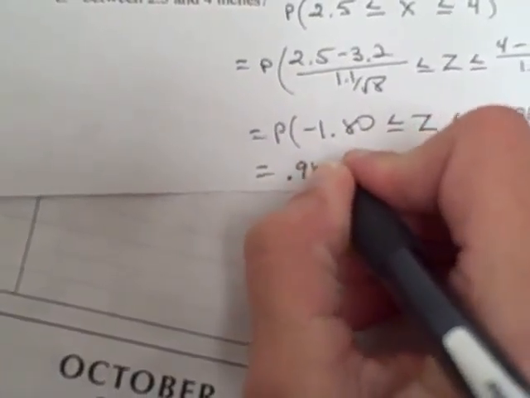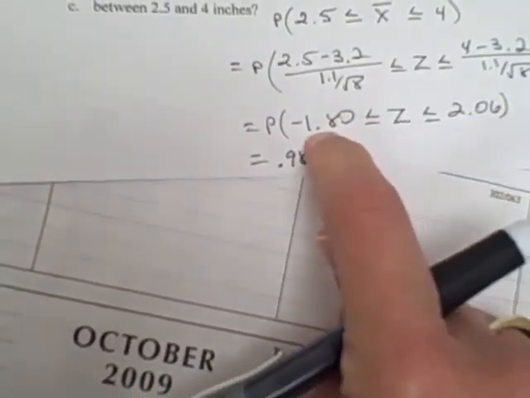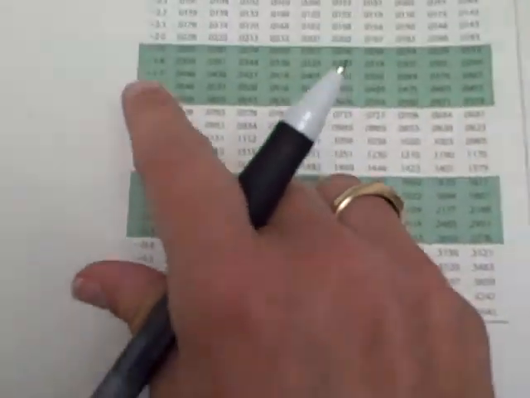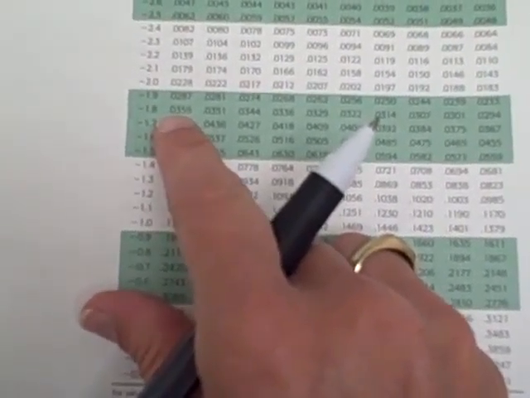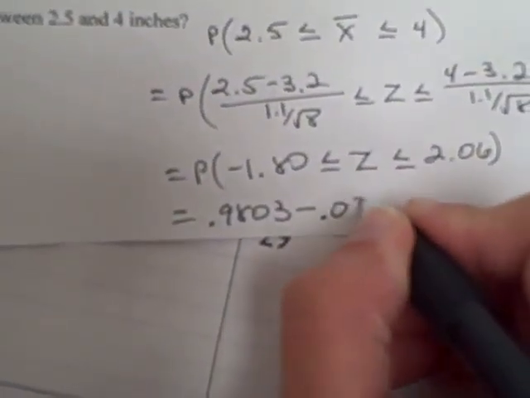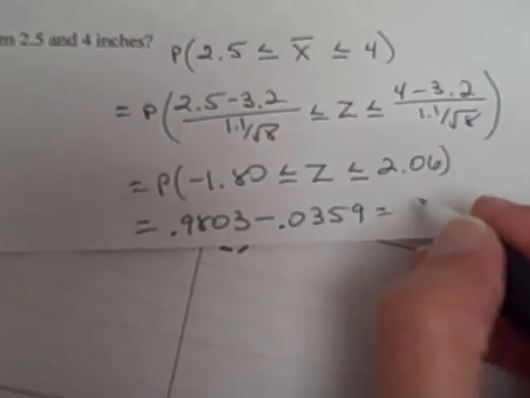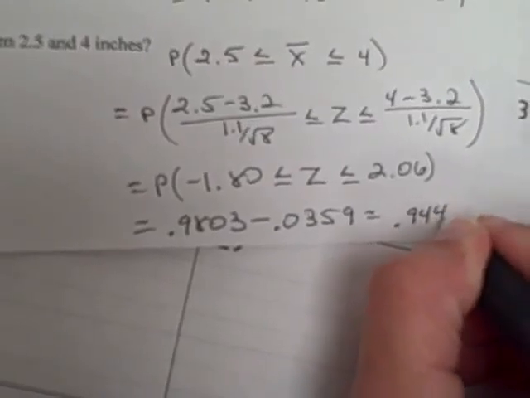2.06 gives 0.9803. So 0.9803 minus the area to the left of negative 1.80. So go to negative 1.80, and we are at 0.0359. So 0.9803 minus 0.0359, and we get 0.9444. Okay.